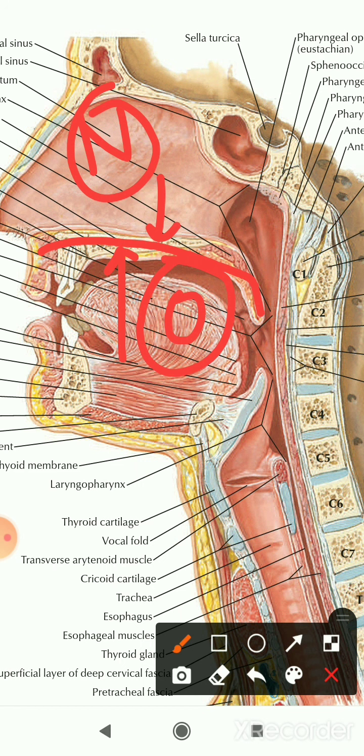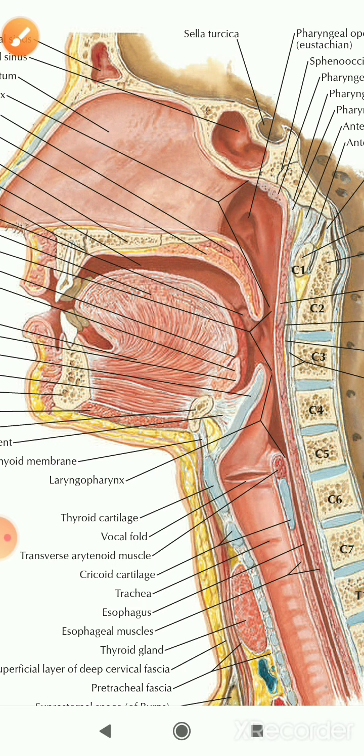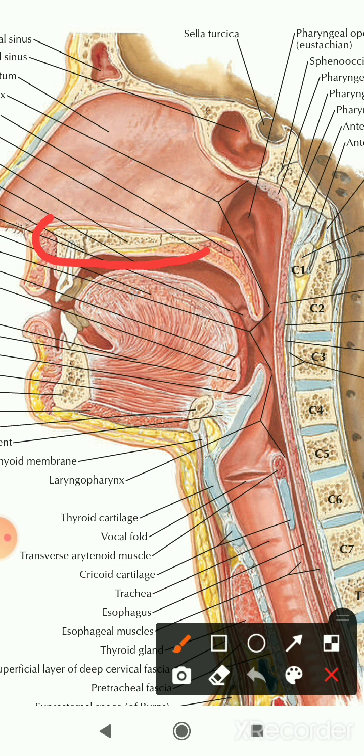So the palate has two parts. The anterior two-third, which has a bony framework, we call this hard palate. This is hard palate, anterior two-third, and posterior one-third, which is soft in consistency. So this is known as soft palate. Now we will talk about the hard palate.